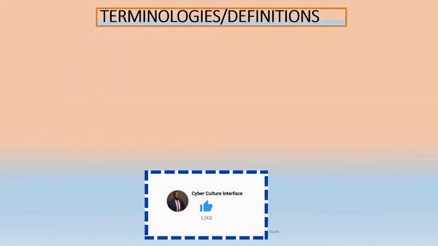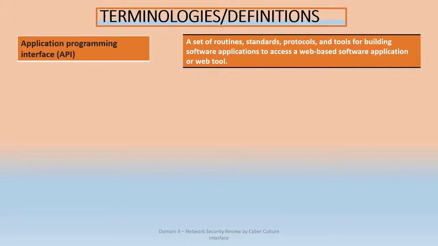Now we look at the terminologies. So we are looking at the first one, application programming interface. These terminologies are things you need to understand and know, because while you're doing the exam, it can come up as a question. It can come up as a way of description, and if you don't understand them, you'll not be able to understand the question.